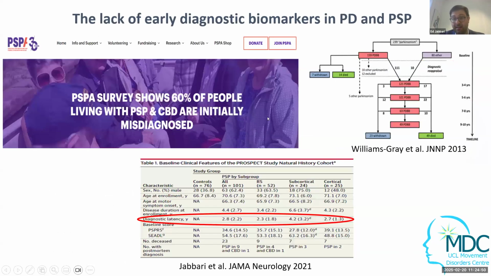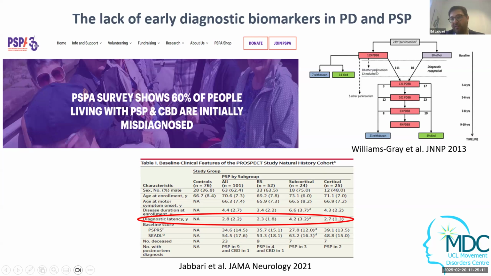But clinically, it's a very different story. Clinically, we know that Parkinson's disease and PSP look very, very similar, especially in the early stages of the disease course. And you can look at this through various lenses. So you can look at it via the campaign study.